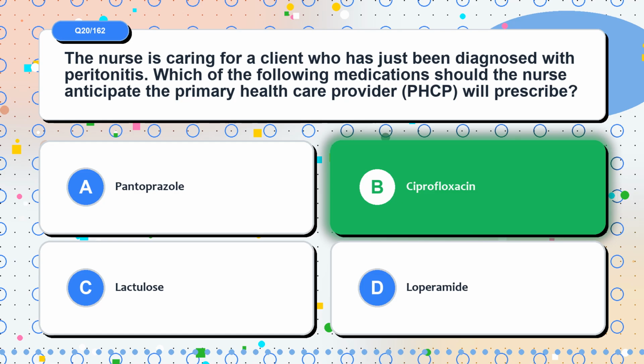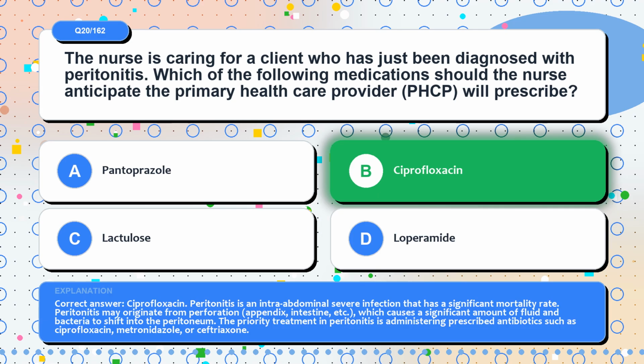The correct answer is option B. Ciprofloxacin. Peritonitis is a severe intra-abdominal infection that has a significant mortality rate. Peritonitis may originate from perforation of the appendix, intestine, etc., which causes a significant amount of fluid and bacteria to shift into the peritoneum. The priority treatment in peritonitis is administering prescribed antibiotics such as ciprofloxacin, metronidazole, or ceftriaxone.